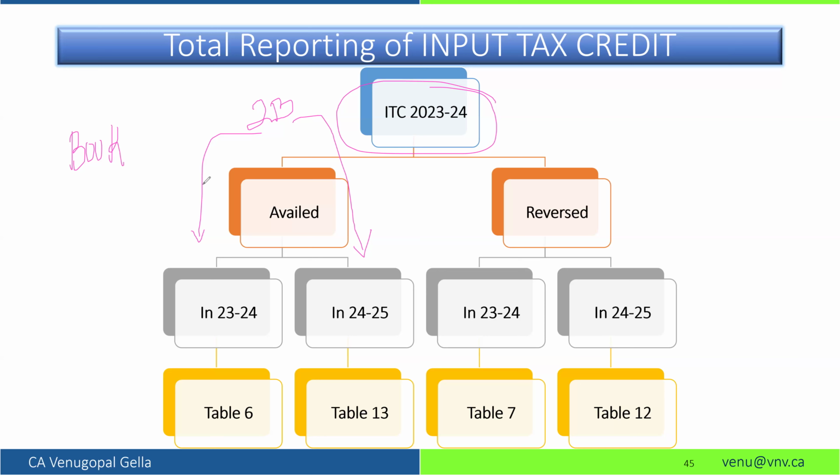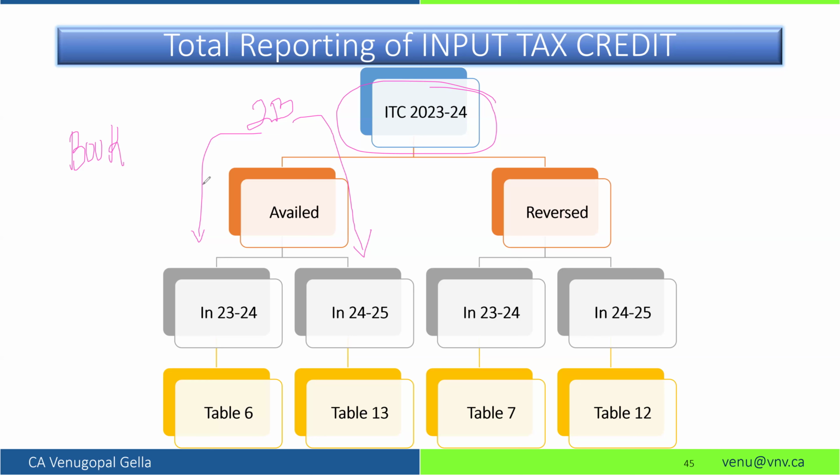For example, books is showing 100, 2B is 80, 3B is also 80. What about the 20? 20 is appearing in the next year 2B and next year 3B. That portion of the credit will not come to your table 13. The portion of the credit which you have availed in the subsequent years, visible in the subsequent years, even though it is there in the books of accounts, will not be reported into table 13. Input tax credit means the credit availed in the electronic credit register.